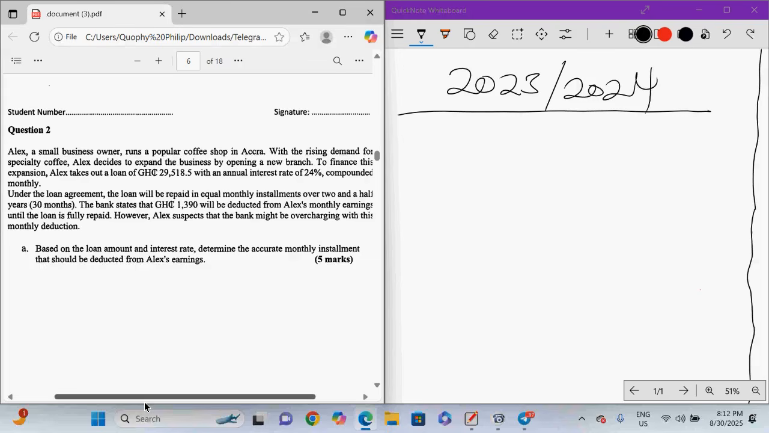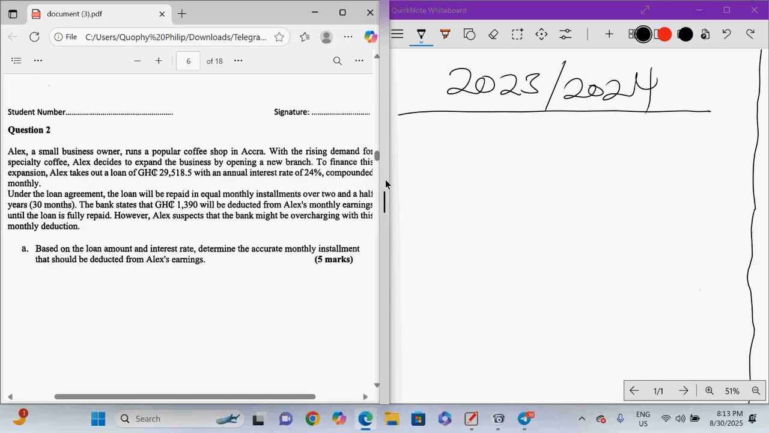All right, so based on this question, we can see that the question is asking for the monthly installment. That is the equal payment, right? That should be deducted from Alex's earnings, right? So we know it is an annuity. So let's try to get the elements. It is actually asking for the equal payment.